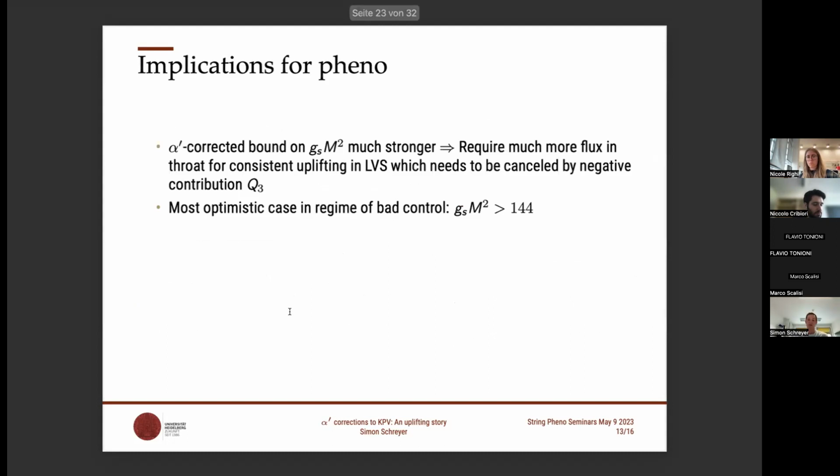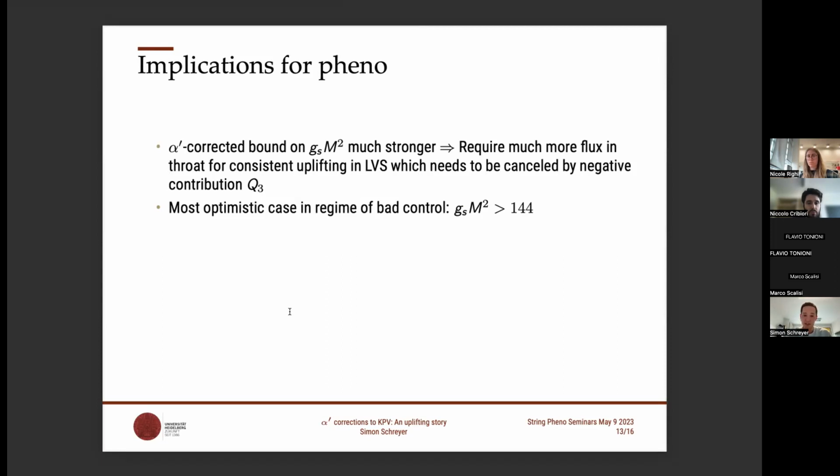Okay, what does that mean now for Pheno? We have already seen that this quantity GSM squared is now bounded much more strongly. So we require much more flux in the throat, which for consistent uplifting in the LVS then also needs much more negative contribution to the tadpole, which we need to cancel.